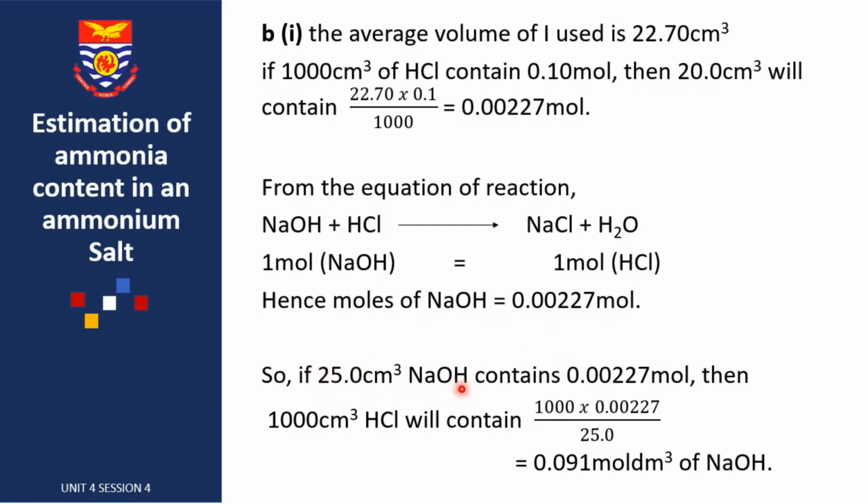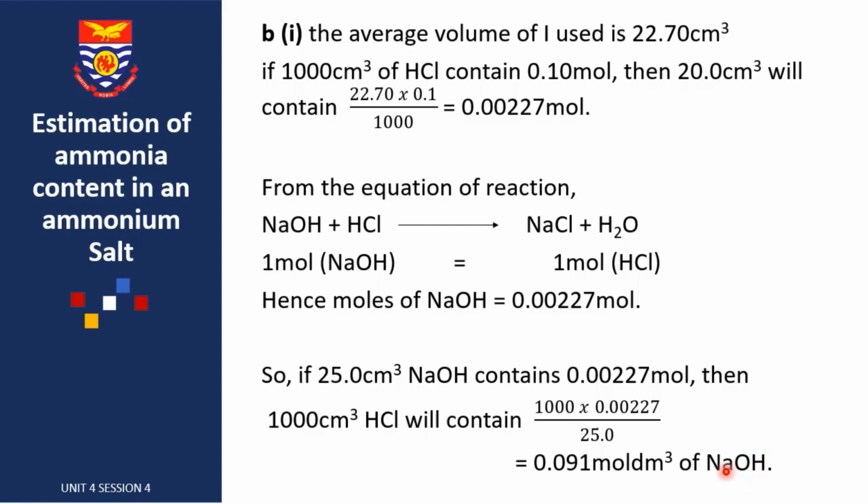So let's move this one into 1000 centimeters cubed. And here we can say that if 25 cubic centimeters of sodium hydroxide contains 0.00227 moles, then 1000 cubic centimeters will contain this. Or we can say if 25 is equal to 0.00227, then 1000 is equal to x. You cross multiply, make x the subject. We are going to get this same answer, that is 0.091. So this is the initial concentration of the sodium hydroxide.